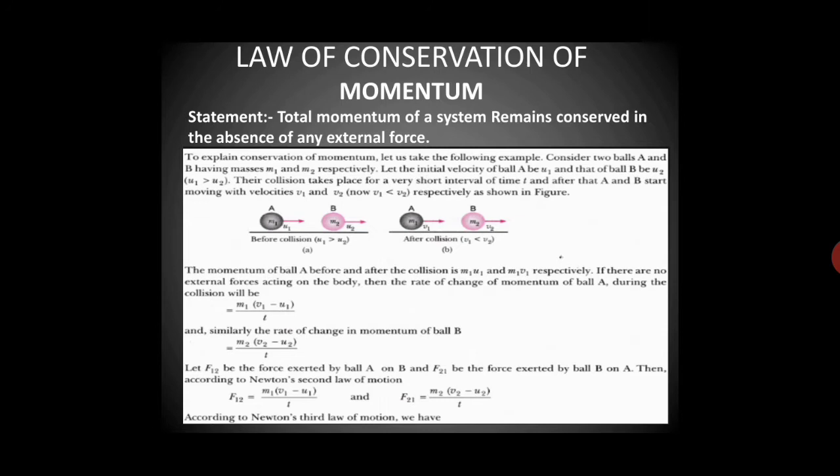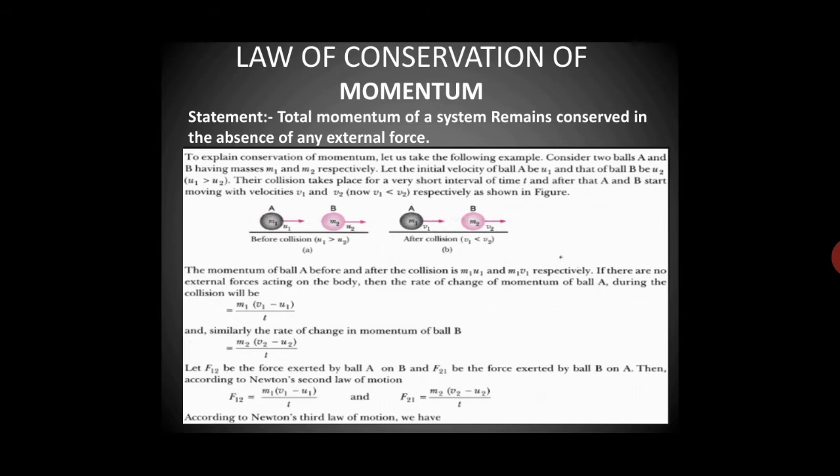If there is no external force acting on the bodies, the rate of change of momentum of ball A during the collision will be m1(v1 minus u1), that is, final velocity minus initial velocity, divided by time. Since we are talking about rate, we have divided it by time. Similarly, the rate of change of momentum of ball B will be m2(v2 minus u2) divided by time.